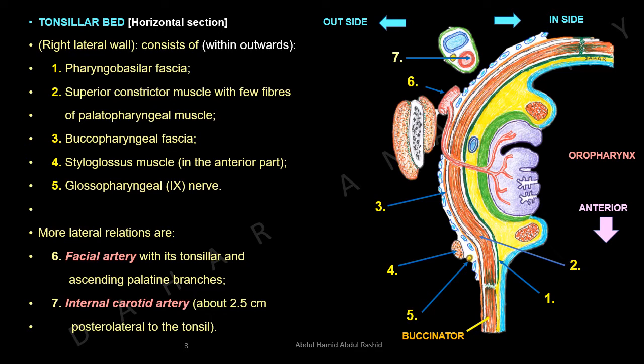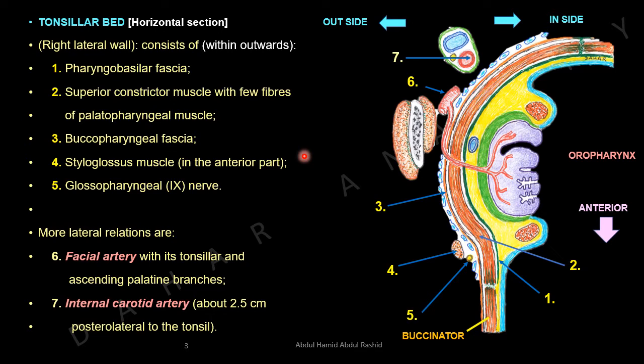Tonsillar bed. Look at the diagram first. These are the horizontal sections of the lateral wall of the oropharynx, right lateral wall. This is anterior, this is posterior, this is medial or inside, this is lateral or outside. This is right lateral. Now let's talk about the tonsillar bed.